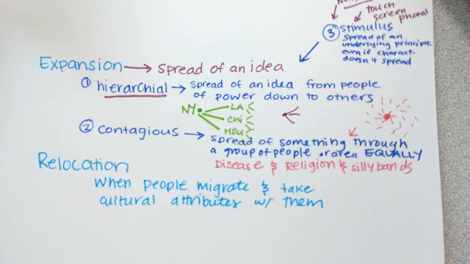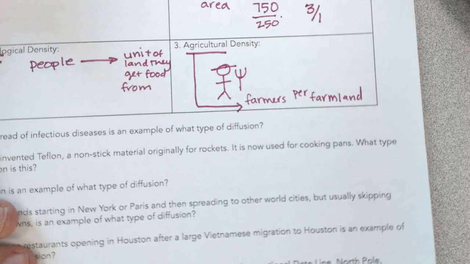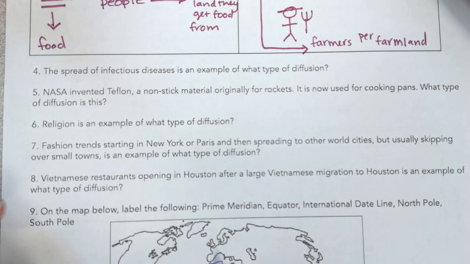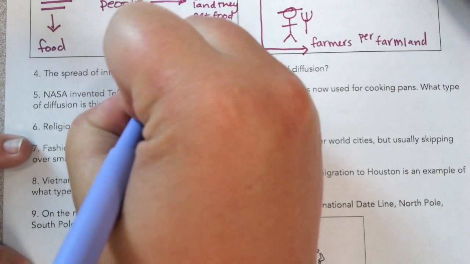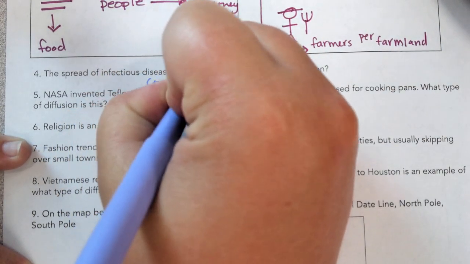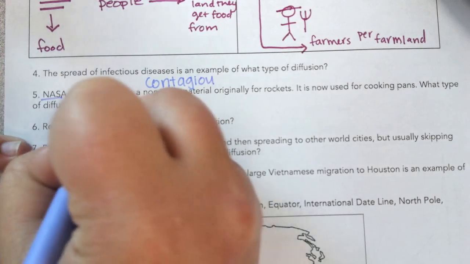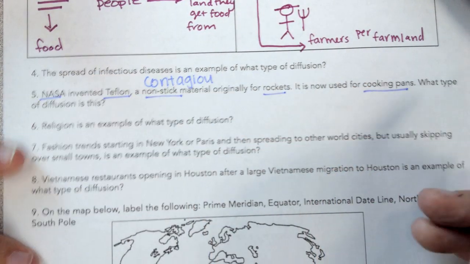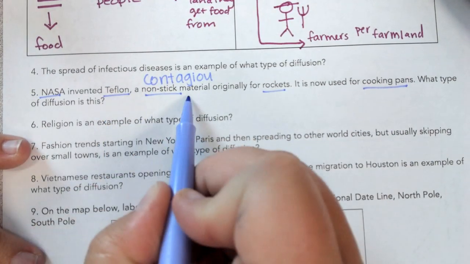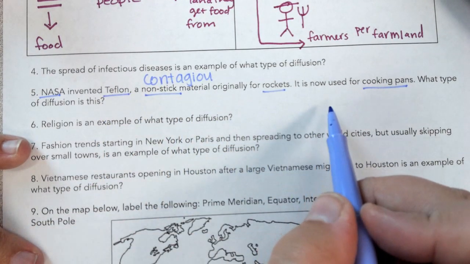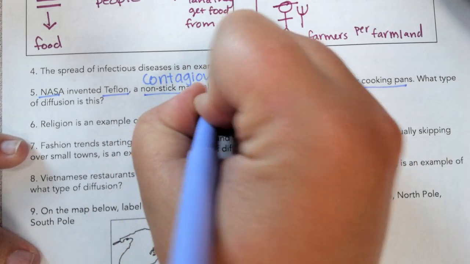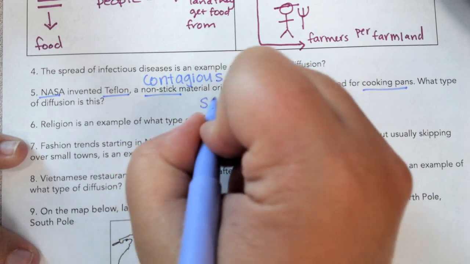Okay, so there's that. Now that we've gone through that, the spread of infectious disease is what type of diffusion? The spread of infectious disease would refer to contagious diffusion. NASA invented Teflon, a non-stick material originally for rockets. It's now used for cooking pans. So we have an underlying principle being used for something other than its original purpose. This would be, take a guess, stimulus.